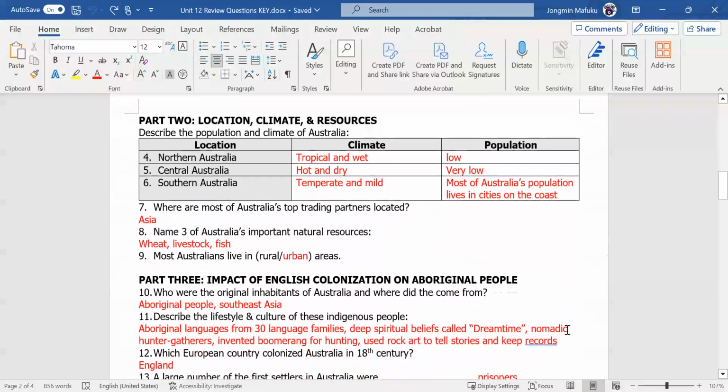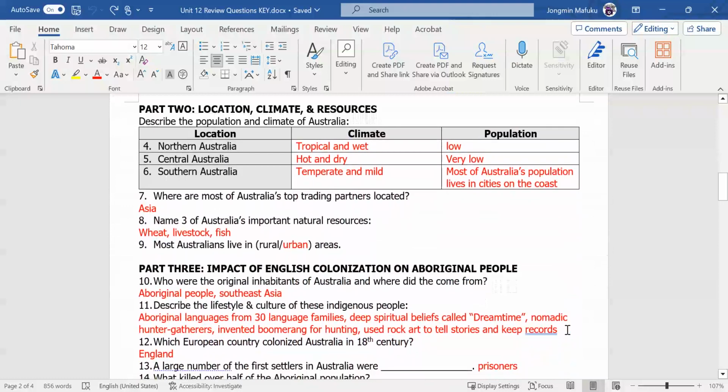Part two, location, climate, and natural resources. So when it comes to location, climate, natural resources, guys, very, very easy because we're going to talk about where most people live, how's the location, and how's the population. It's very easy because the north is very tropical and wet, and we know that the population of north is very low because most people live on the coast, the southeast part of Australia. Now central Australia is hot and dry.